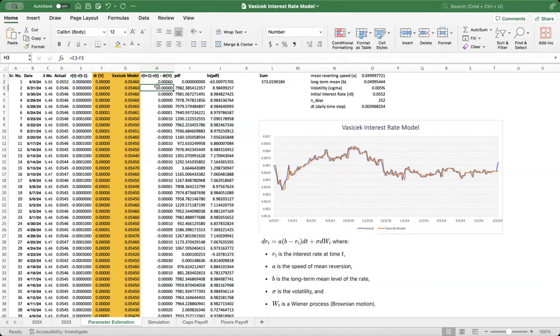Once you do the difference between the actual and the model, the next step is to take the normal distribution. So why are we taking the normal distribution? Basically, what we are saying is, all these residuals, or you can say all these numbers, the difference between the actual and the model interest rate.